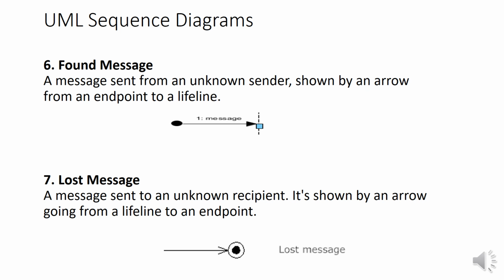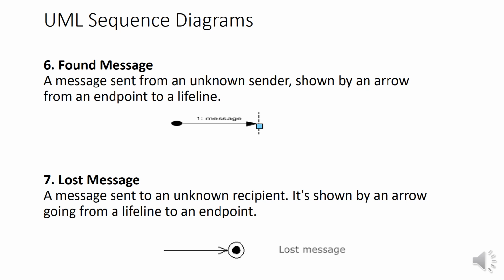The sixth kind of message is found message. Found message is the one in which the sender is not known or not shown in the current scenario. If there is such a situation, you can represent it with a found message, in which the sender of the message is unknown. You represent it with a filled circle that goes to the lifeline of the recipient.